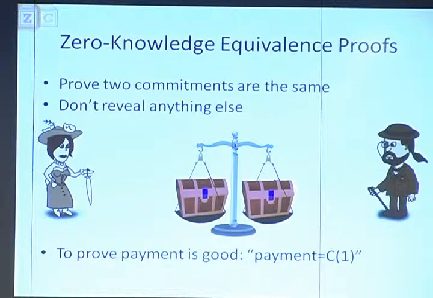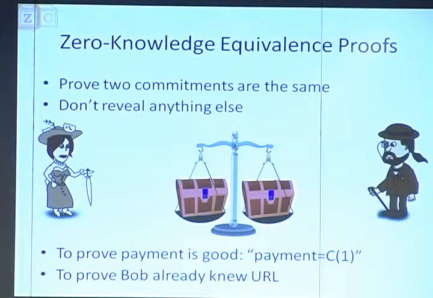And where do we use this? So we use this to show that the payment is good. So we said a payment is a commitment. So a commitment to 1 says, I'm going to pay you $1. And a commitment to 0 is the counterfeit coin, which is, I'm not going to pay anything for this URL. So when we want to say that the payment is good, we're going to prove in zero knowledge that this commitment is actually equal to a commitment to the value 1. So if they're commitments to the same value, then you know that this is a good payment.